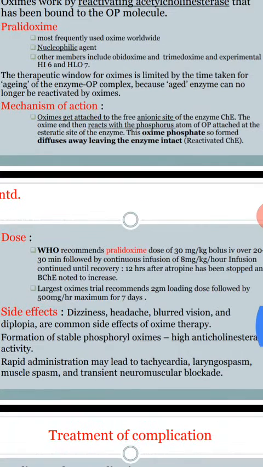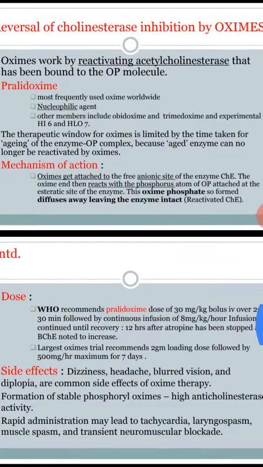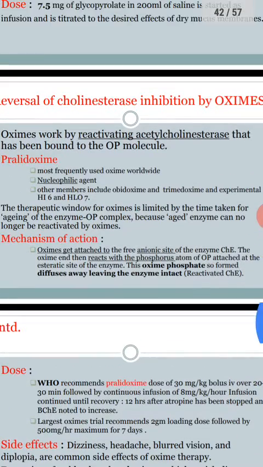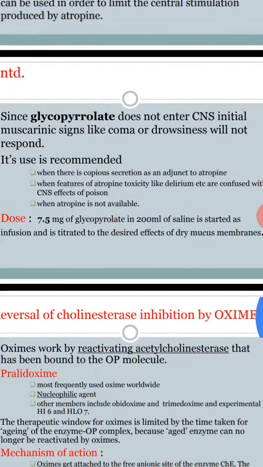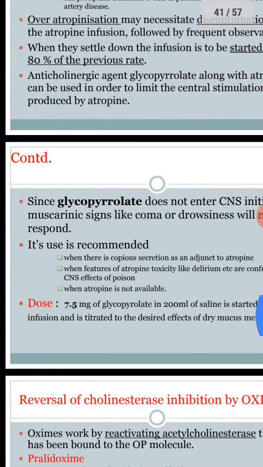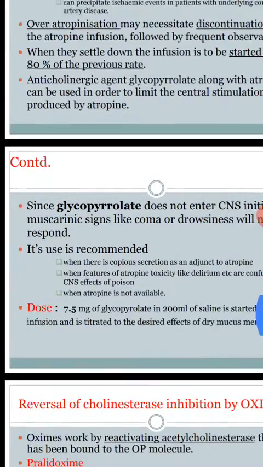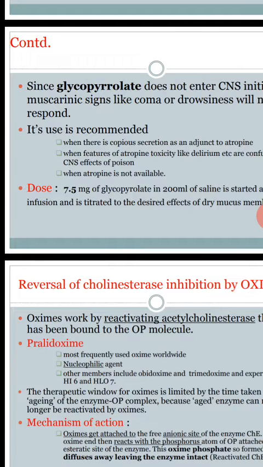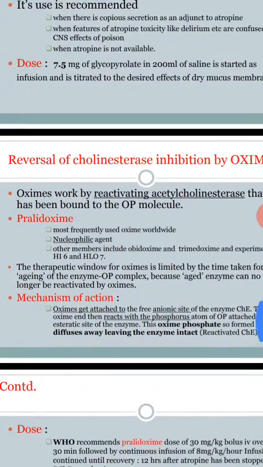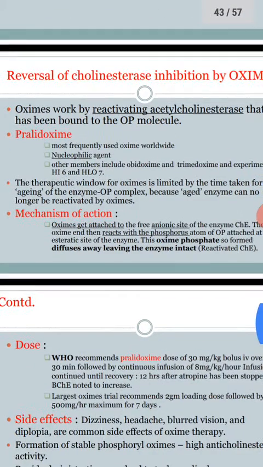So how do oximes reactivate acetylcholinesterase? How will atropine reverse the manifestations of organophosphorus compounds? Already you know that it competitively inhibits the muscarinic receptors. So it will antagonize the muscarinic actions of acetylcholine. So how are these oximes going to work? How are they going to reactivate the acetylcholinesterase?